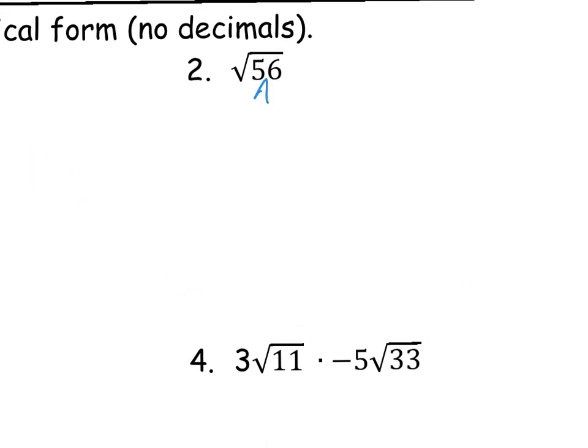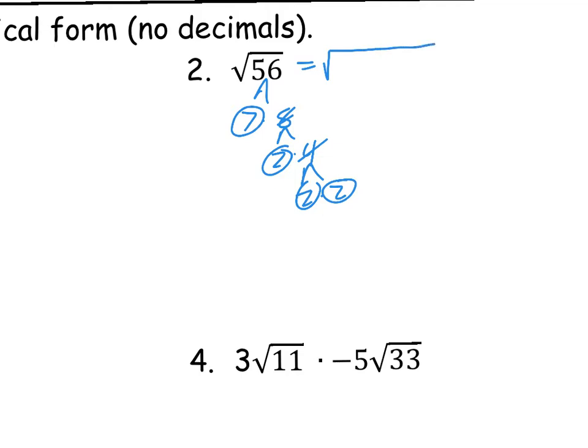56, let's just do it like this. This is 7 times 8. 7 is prime. 8 is 2 times 4. 2 is prime. 4 is 2 times 2. Now, I'm not going to put 4 or 8 in there because they're not prime numbers. I just want the smallest numbers I'd multiply to get 56. So there's 3 2's and a 7.